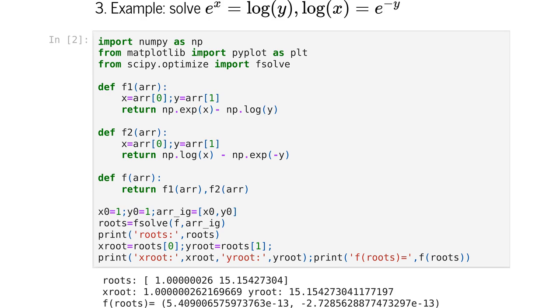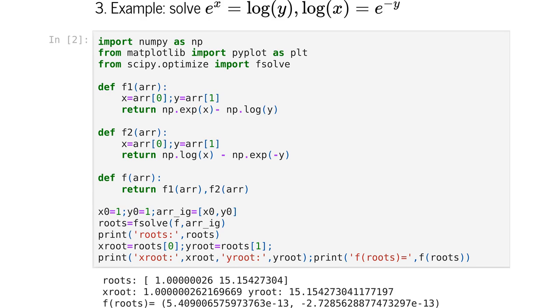Just as before, we need to rearrange these so they are in the form where the function equals 0. So, our first function, f1, will calculate e to the power of x minus the natural logarithm of y. Our second function, f2, will calculate the natural logarithm of x minus e to the power of minus y.